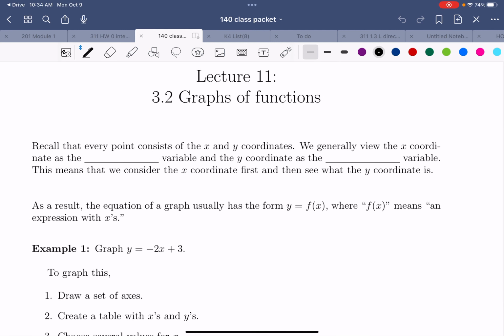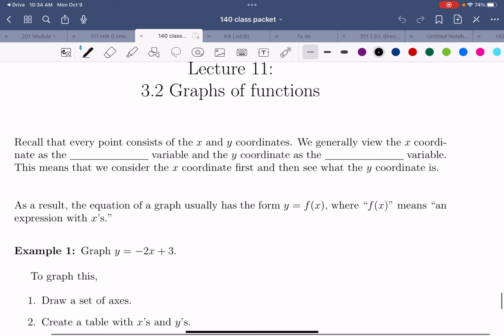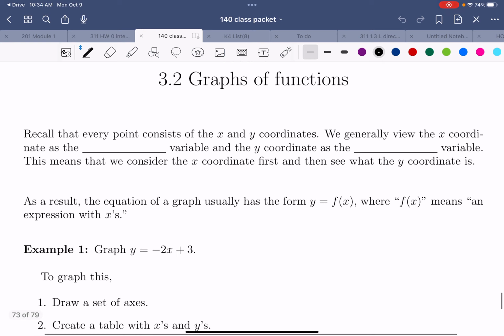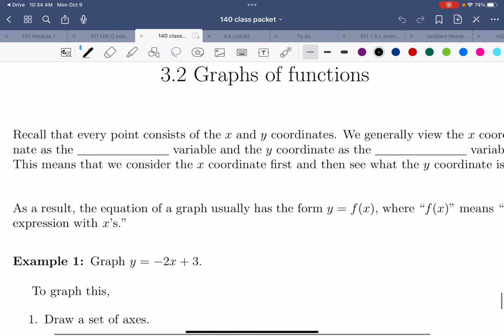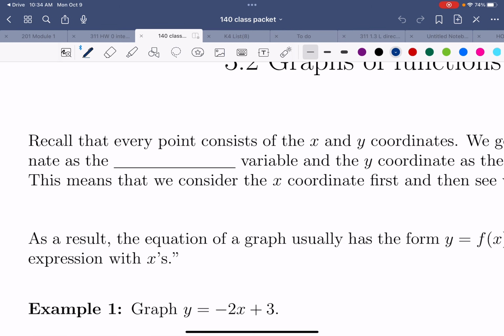So we want to start talking about functions. All right, so here we go. We're going to recall that every point consists of an x and y coordinate. We know that the x comes first and the y comes second.